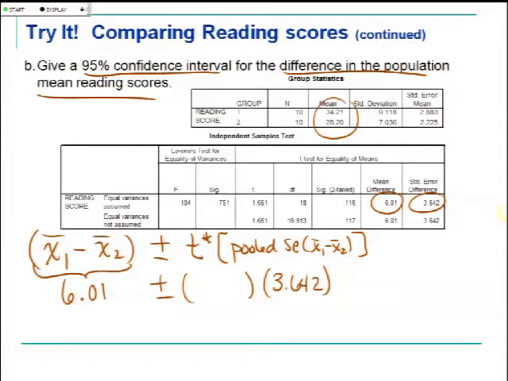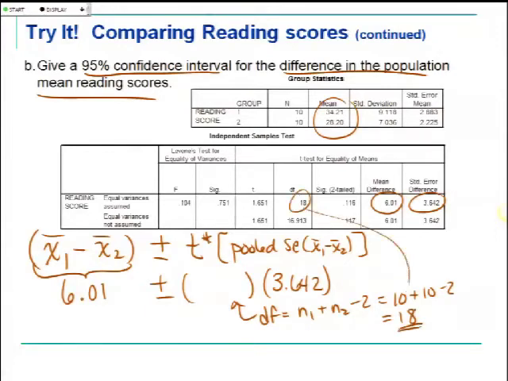Does the 18 degrees of freedom make sense with that rule that we have, n1 plus n2 minus 2? Degrees of freedom, n1 plus n2 minus 2, is 20 minus 2, or 18. So with 18 degrees of freedom, let's look up our t star. 95% level of confidence, 18 degrees of freedom, and our multiplier will be what? A little more than 2.